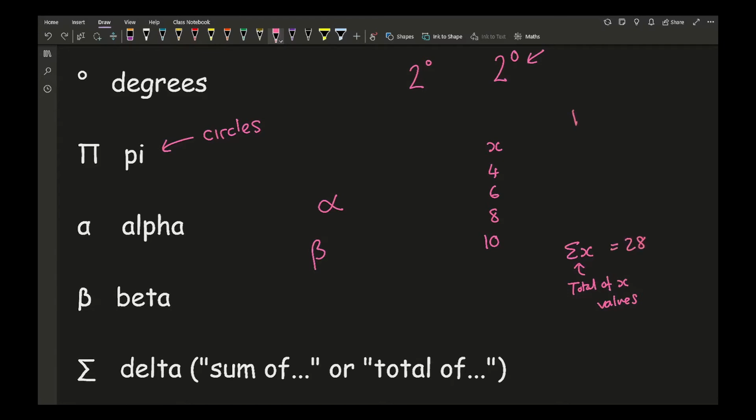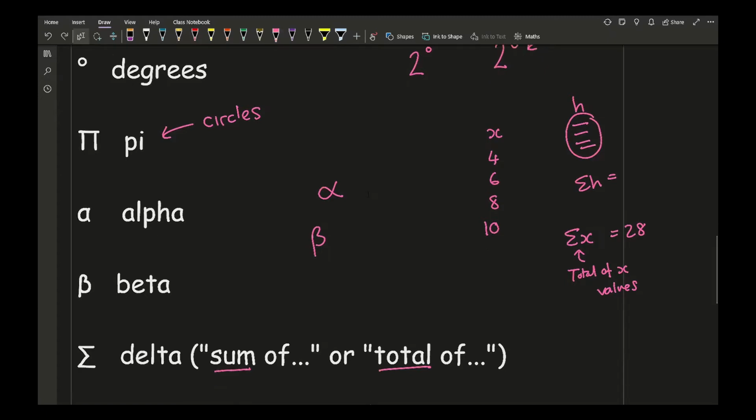So if I had a column that has h and I had loads of numbers and I had sigma h, then that would basically mean the sum of all of these h values. And again, sum means where you're adding, in which you're then therefore working out the total.